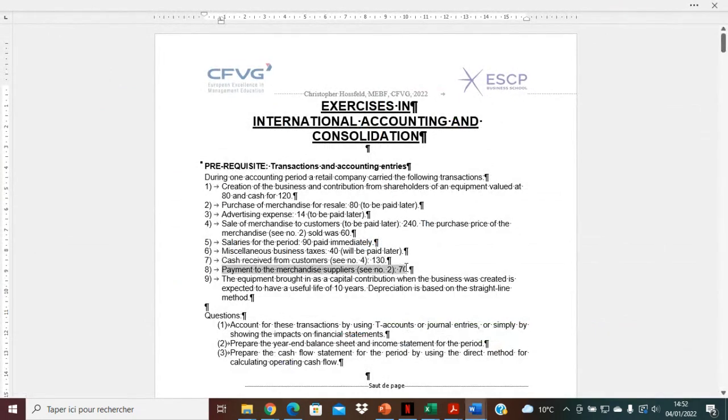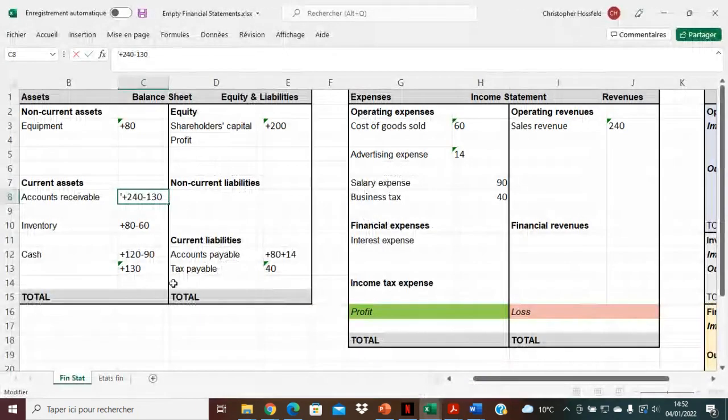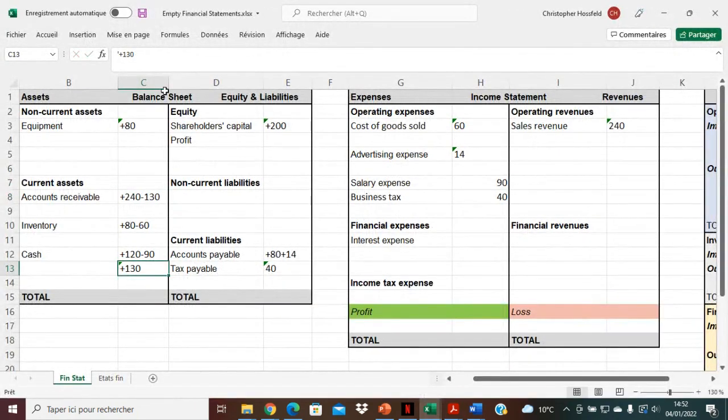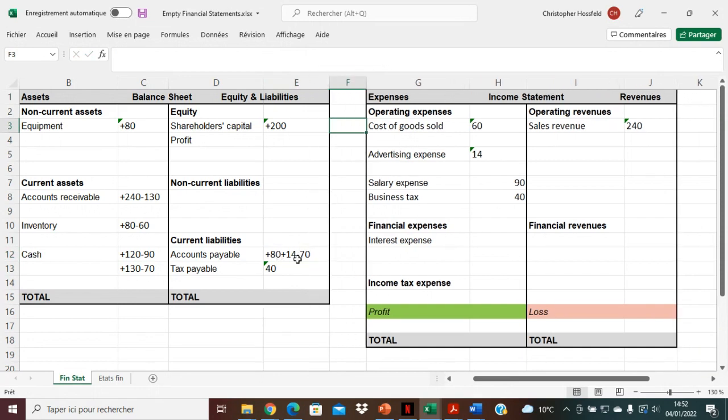Number 8, I pay some money to my suppliers. When I bought the inventory, I didn't pay my suppliers. Now I pay them 70. Since I pay my suppliers, my cash decreases by 70, and since I pay my suppliers, my liabilities to suppliers also decrease by 70. That means minus 70 in cash, minus 70 in liabilities. Obviously, my balance sheet is and remains completely balanced.